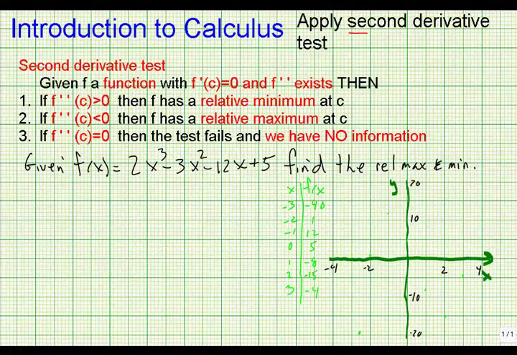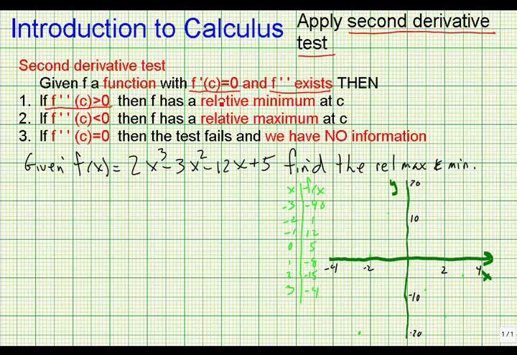Now we want to apply the second derivative test. This test tells us if we're given a function, the first derivative is equal to 0 and the second derivative exists, then if the second derivative is greater than 0, we're going to have a relative minimum. Whereas if the second derivative is less than 0, we have a relative maximum. Finally, if the second derivative equals 0, the test fails and we have absolutely no information.